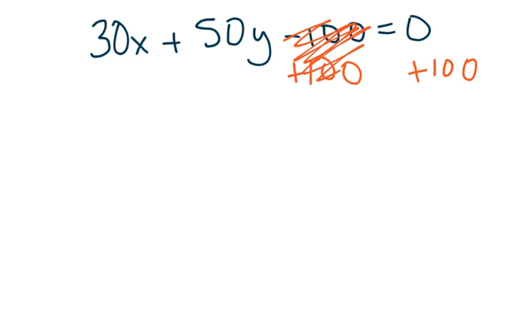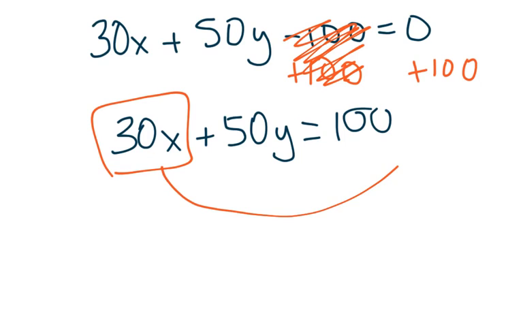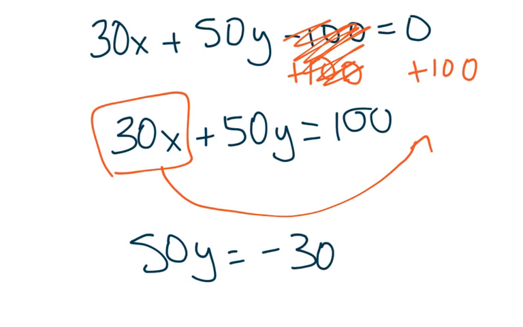So it won't be here anymore. And I'm going to get 30x plus 50y equals 100. Then I'm going to move the 30x over. I'm going to move it over here, and it's going to become a negative 30x. So I'm going to get 50y equals negative 30x plus 100, because 100 is going to stay positive. We're not moving 100 anymore.